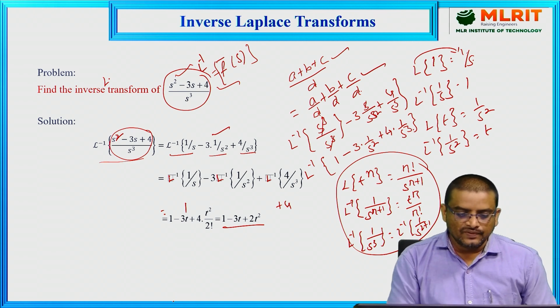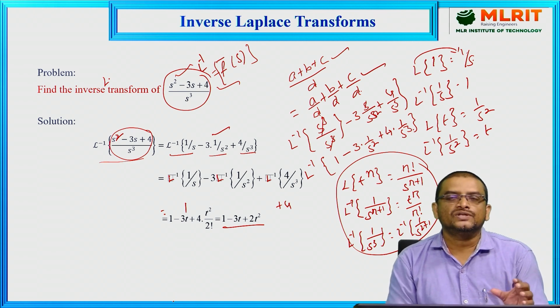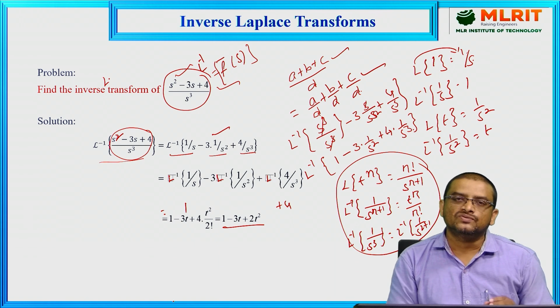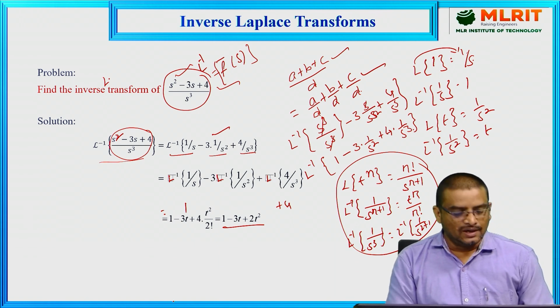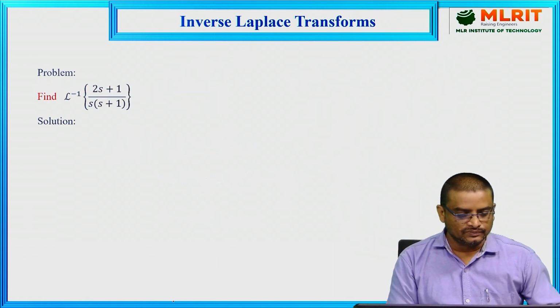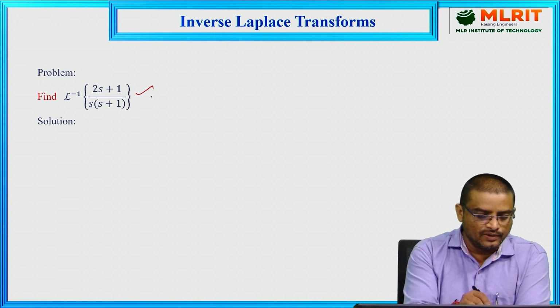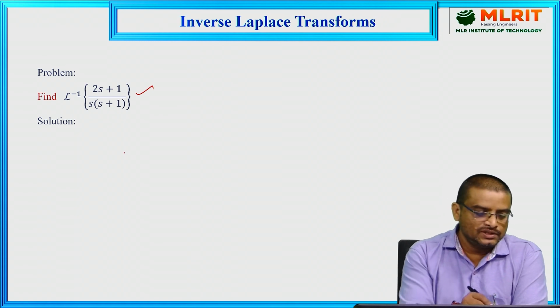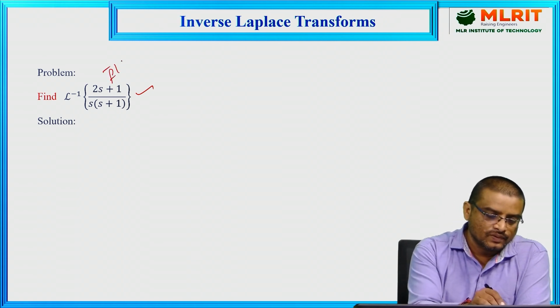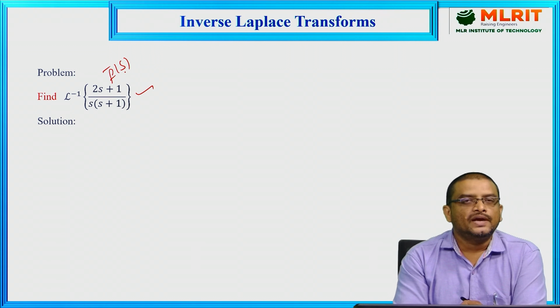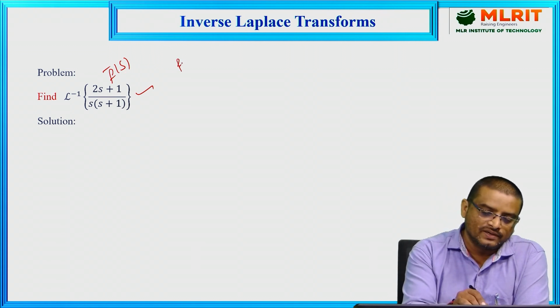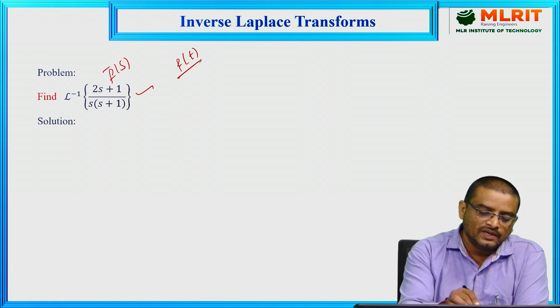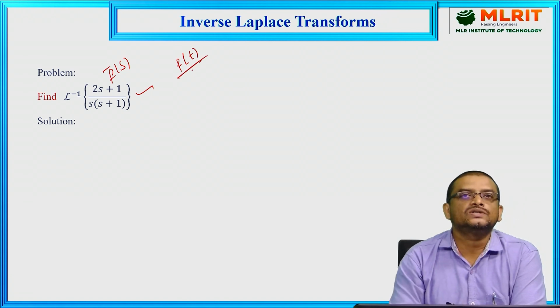So this is the way we can apply these basic formulas to find out the inverse Laplace transform for the given function. Let us take one more example here. So this is important. L inverse of 2s plus 1 by s of s plus 1. Now this is our f bar of s. For this f bar of s, if you apply inverse Laplace transform, then you will get a function in terms of t. That f of t we have to find out.